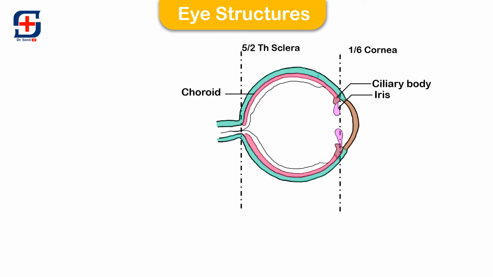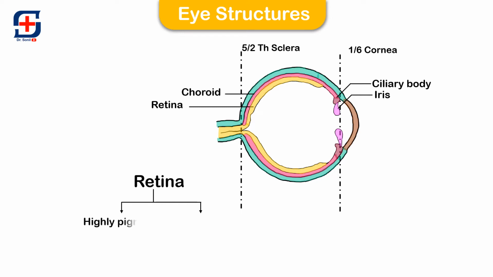Now the most important part is the inner layer. Only this layer can convert electromagnetic energy into electrochemical signals. This layer is called the retina. If you enlarge this portion, you will see the retina has two parts: a highly pigmented layer and a neural layer. This highly pigmented part is firmly attached to the choroid. Now, the interesting point you should remember: rods and cones are not present in the pigmented layer. They are actually present in the neural layer.